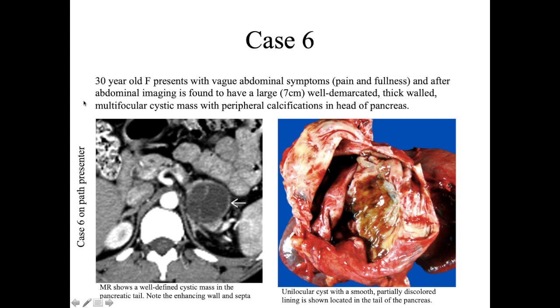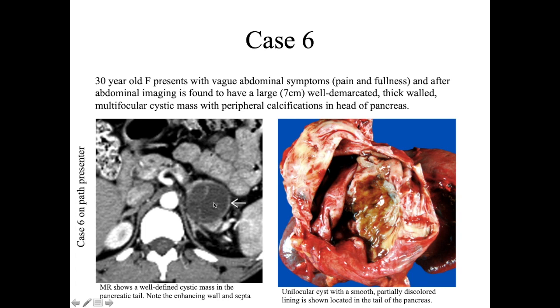So this is a 30-year-old female. She presents with vague abdominal symptoms. She has some pain and fullness. And after abdominal imaging, it's found that she has a very large 7-centimeter, well-demarcated, thick-walled, multilocular cystic mass with peripheral calcifications in the head of the pancreas. I can't pronounce this word for some reason, I'm sorry.